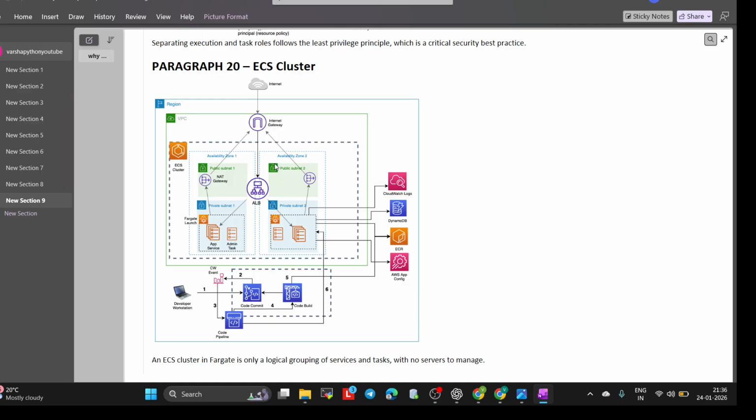Another important concept is isolation. While services share the same cluster, they are isolated from each other through networking and IAM. The cluster is also integrated with CloudWatch for metrics and logs. So always remember, an ECS cluster is about organization and management, not capacity.